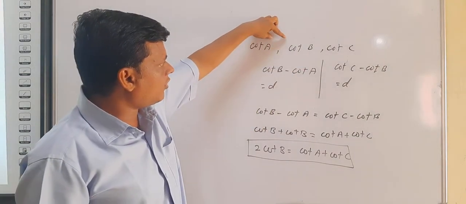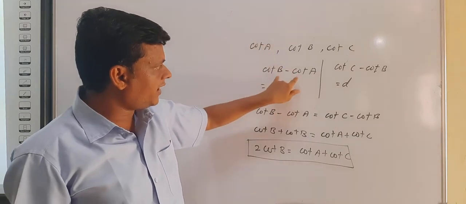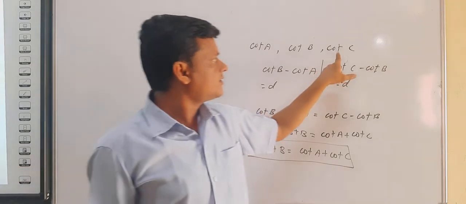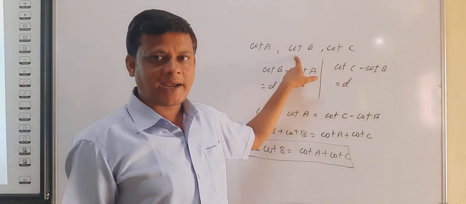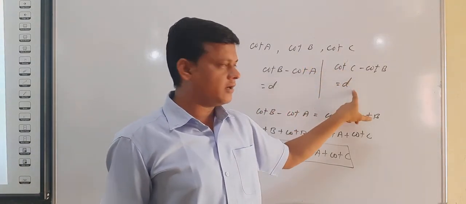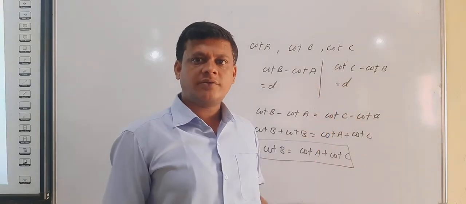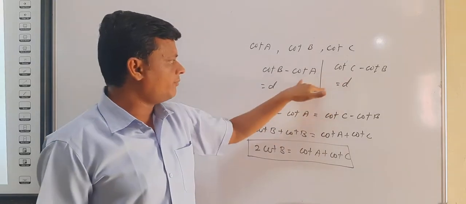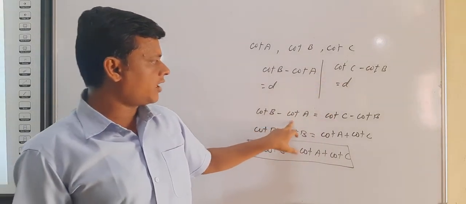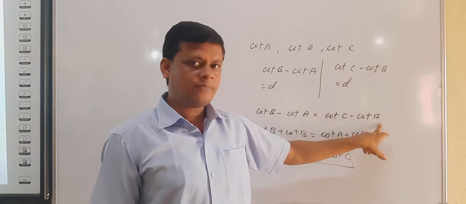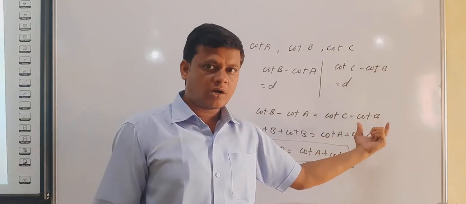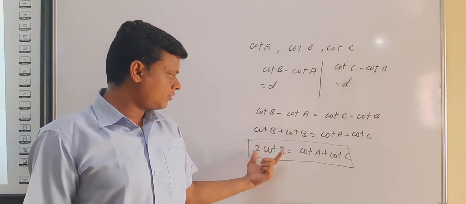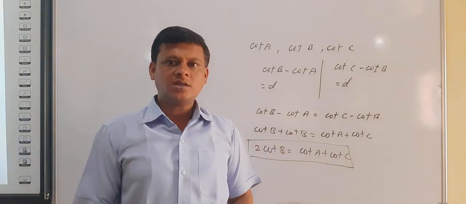Now here, cot B minus cot A, suppose that difference is d. Second, cot C minus cot B, this difference is also d, because the given sequence is an arithmetic progression, so their difference must be the same. So we write cot B minus cot A equals cot C minus cot B. If we transfer this cot B to the left hand side, we get cot B plus cot B, that is 2 cot B equals cot A plus cot C.